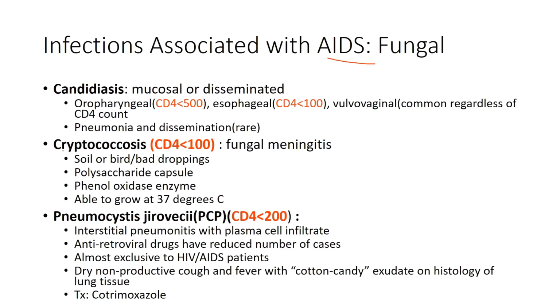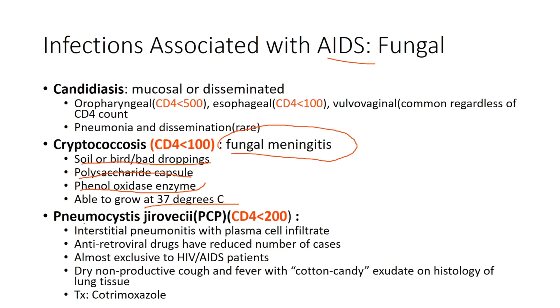And then Cryptococcus, this one is actually kind of interesting. When your CD4 count is less than 100, you can have fungal meningitis caused by Cryptococcus. Remember, this is your only encapsulated yeast, with a polysaccharide capsule. You get it from soil and bird and bat droppings, and it produces an enzyme known as phenol oxidase, and we can actually test for that. In addition, it grows at 37 degrees, and we would do our India ink staining on CSF extracted when we do a lumbar puncture, but we can also do our mucicarmine stain to see that capsule as well.